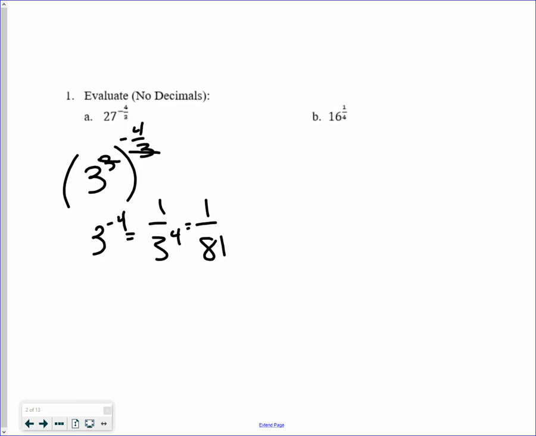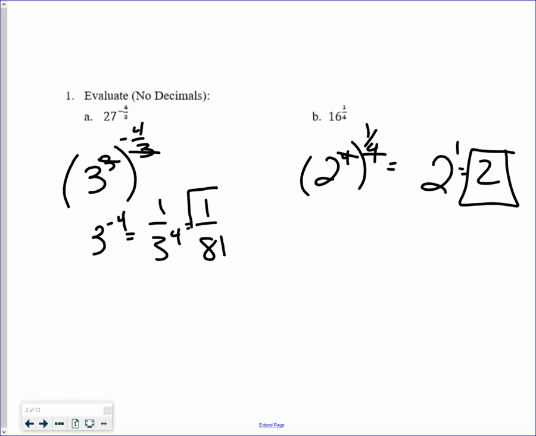Same with this next one. 16 is the same as 2 to the 4th. Anytime you have a power to a power, you multiply the two powers together. And so the answer to this question is 2. But a calculator can do both of these. Make sure that you don't write your answer in decimal form. You write it as a fraction.